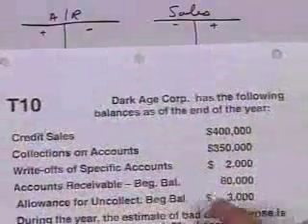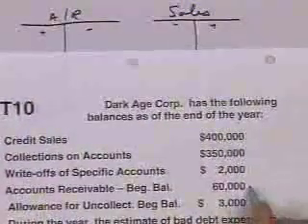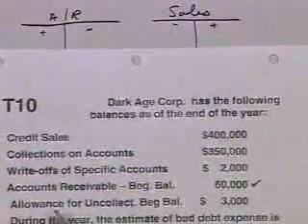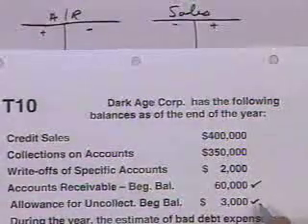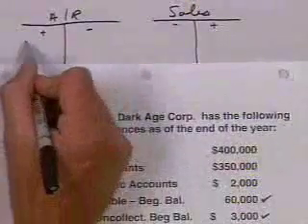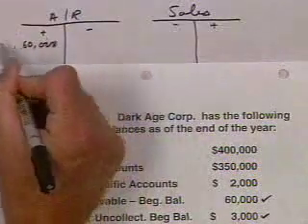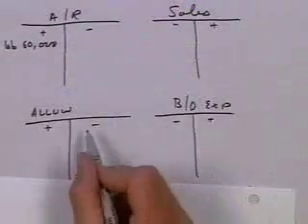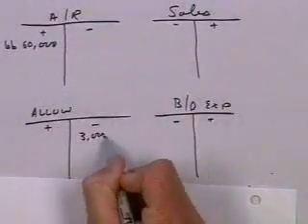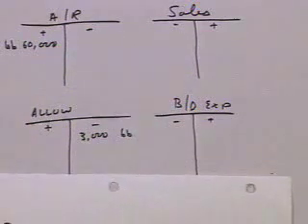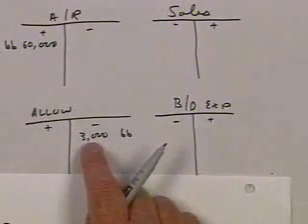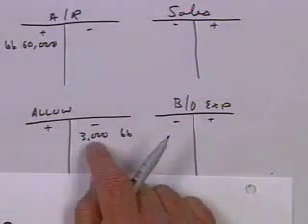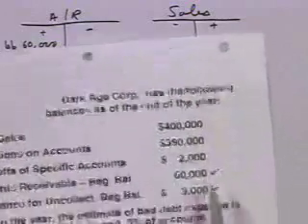Now, the fact that credit sales were $400,000 is something we need to think about. Collections on account $350,000, write-offs of specific accounts. Accounts receivable beginning balance, let's start with that. The beginning balance in the receivables account is $60,000. The beginning balance in the allowance account is $3,000. Let's put those in. Remember, the allowance is a contra asset account, hence has a balance contrary to what you would expect. The allowance account has a credit balance, even though it is an asset. So I have now checked off those things.